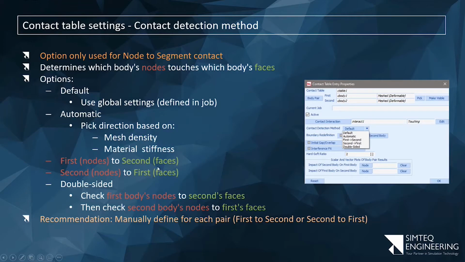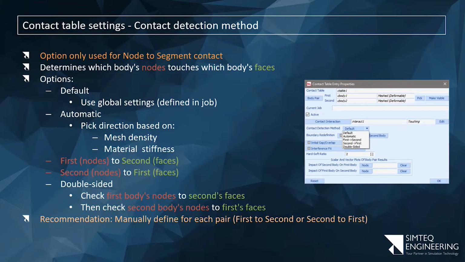Now, why do I start with this? These are the only two options that happen in the background. Everything else is related to these two. So the default would be whatever is defined in the job. So in your job, there can be any of these, first to second, second to first, double-sided, automatic, whatever. But if I use default, it'll use whatever is defined on your job settings for the contact.